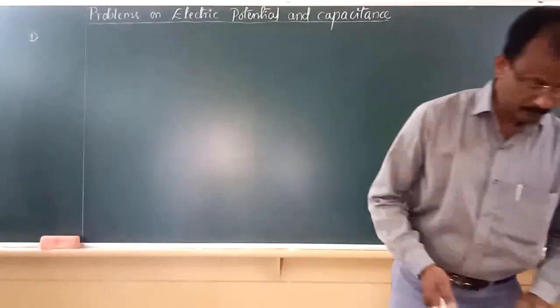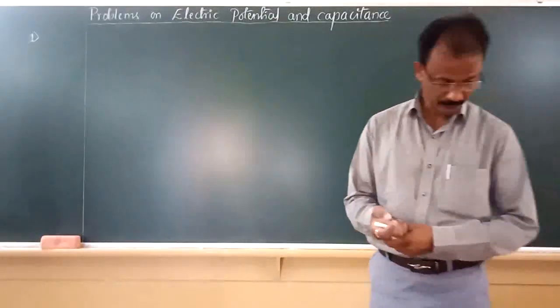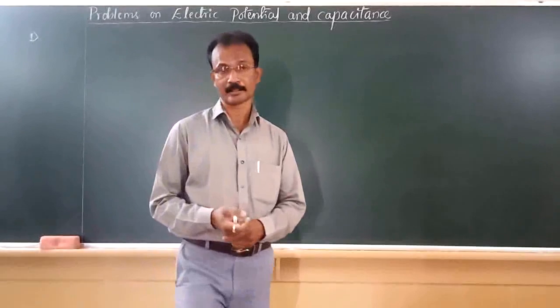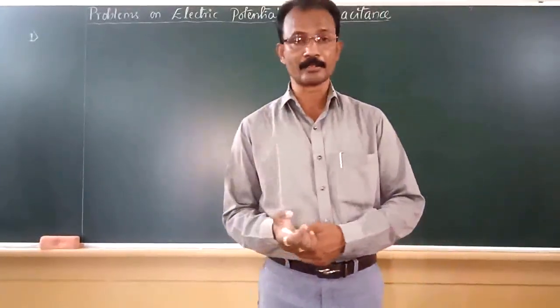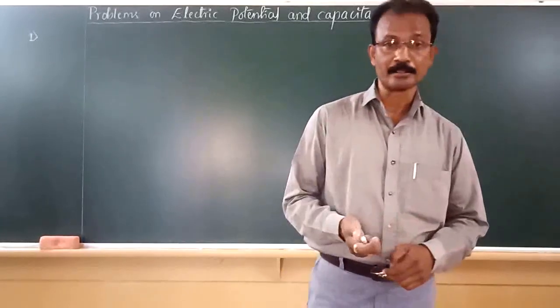So, the same problem we solved in the first chapter: at what point on the line joining the two charges is the electric field zero? Here it is: at what point on the line joining the two charges is the electric potential zero?